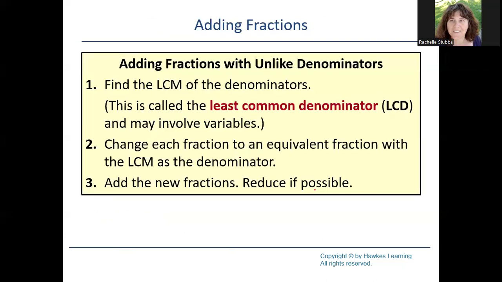So adding fractions with unlike denominators. To do that, we have to find the least common multiple of the denominators, okay? The bottom number. This is called the least common denominator. So LCD might be something else we define. Change each fraction to an equivalent fraction. Remember, we practiced finding equivalent fractions with the LCM as the denominator. And then we're going to add the new fractions because our denominators will be the same, our numerators will be different, and then reduce if possible.